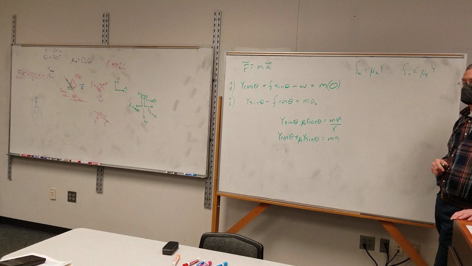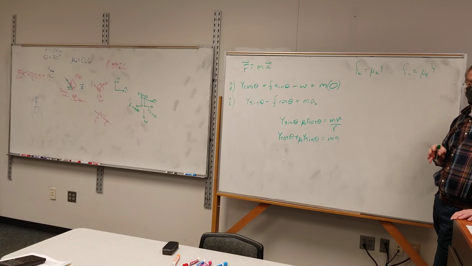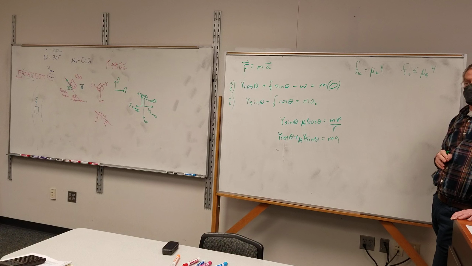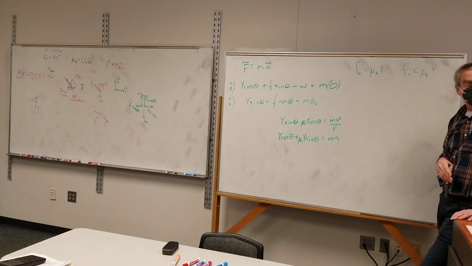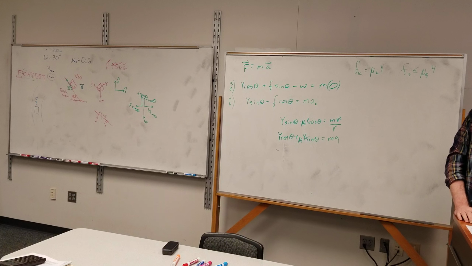If I don't give you the mass in a problem like this, either you're solving for the mass or the mass doesn't matter. You can make up a number if you don't like the unknown aspect of it, and I would recommend using one. So V should be the square root of y sine theta minus mu sub s y cosine theta times r over m. That is true, but we don't know y, the normal force.